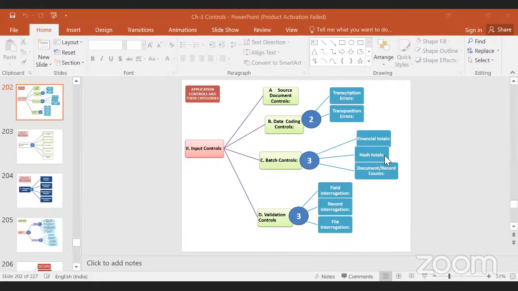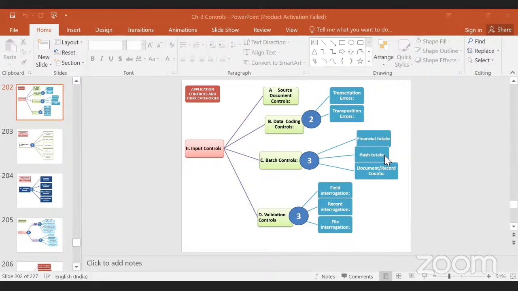Similarly, hash total. What is hash total? They have, let us assume, 5 vouchers. It is very simple to calculate. 5 vouchers: 1, 2, 3, 4, 5. The hash control is to add all the numbers of the entries or vouchers. In this case, 1 plus 2 plus 3 plus 4 plus 5. If you add it, it will become 15. So 15 should be the hash total. The machine also should give the hash total of 15. If both are matching, there is no error. Otherwise, there is an error. So this is another control. Then document or record count.